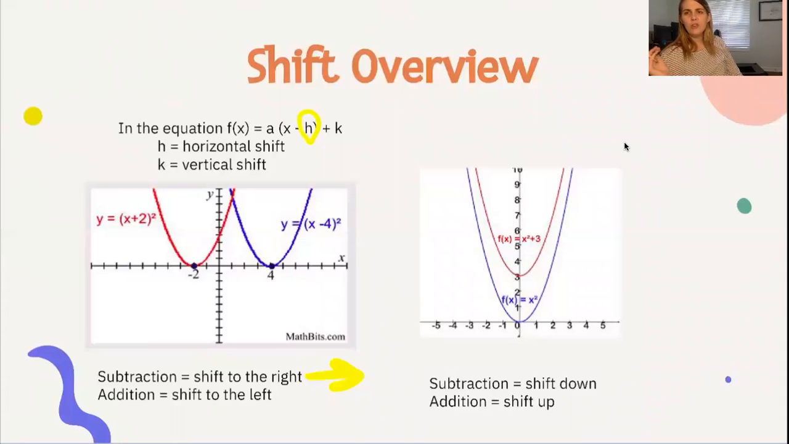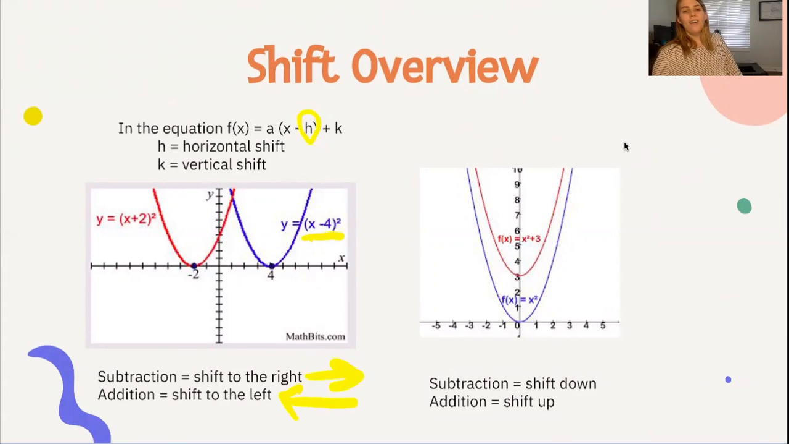Even though subtraction normally tells us that we're going more negative, a subtraction sign means we're going more to the right. Look at this equation all the way over to the right. x minus 4, the more minus we're getting, the more we're shifting to the right. Addition indicates a shift to the left.